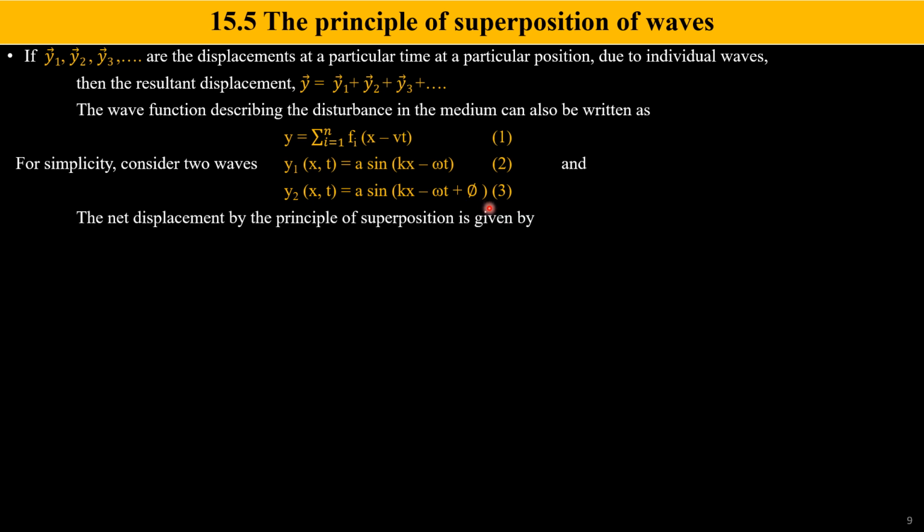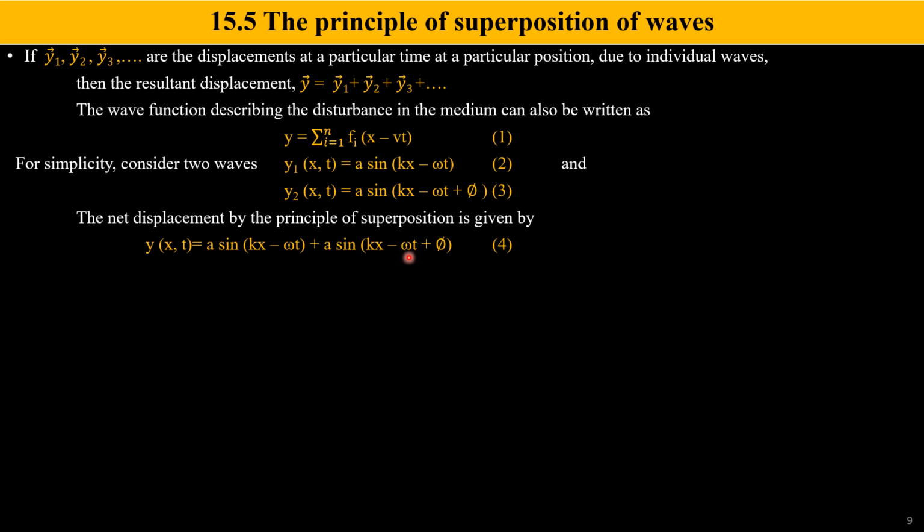The resultant of equation 2 and equation 3 is given by the superposition principle as y(x,t) equal to equation 2 plus equation 3, that is a sin(kx - omega t) plus a sin(kx - omega t + phi). Let it be equation 4.